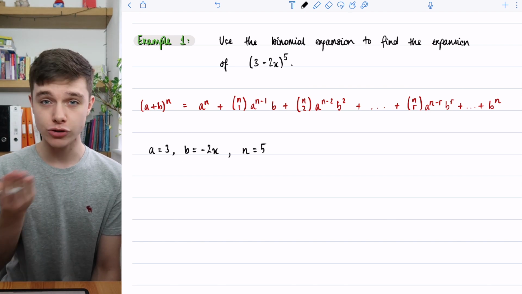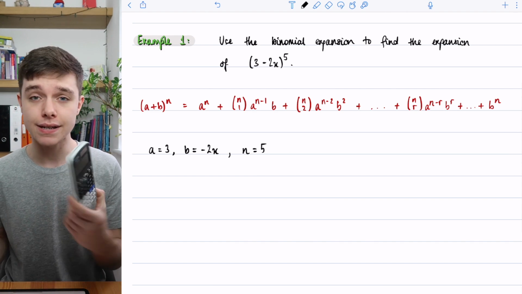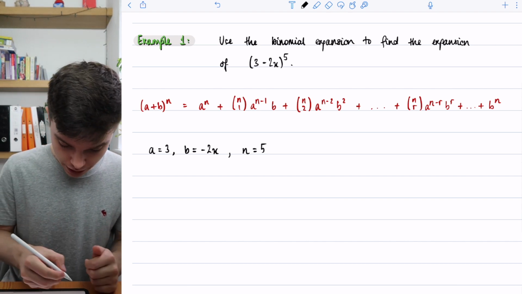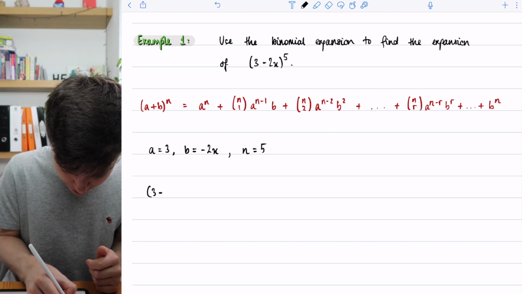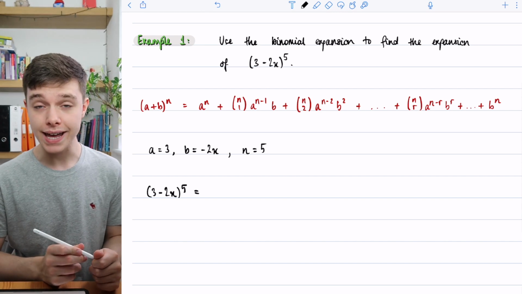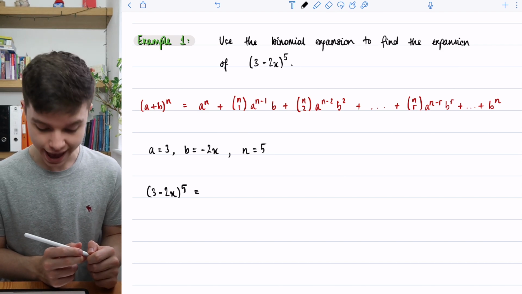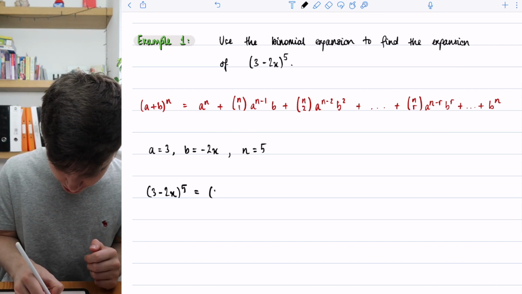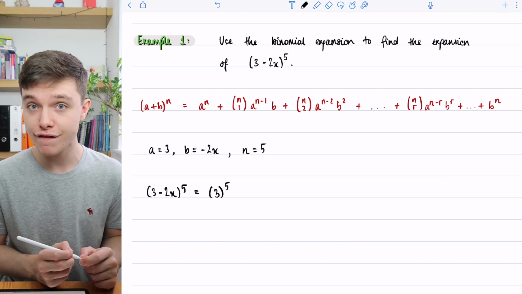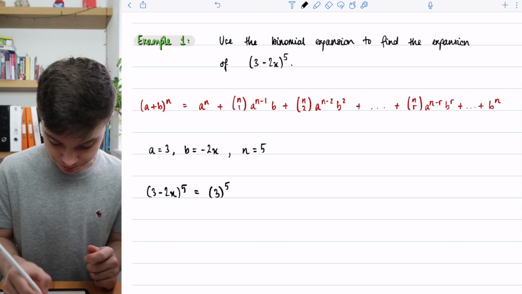Now all we have to do is just do substitution and then really use our calculator to help us do the calculations. So what we've got is 3 minus 2x to the power of 5. I'm going to take the expansion and substitute. The first term is a to the n. So that's going to be a, which is 3. It's going to be 3 to the power of 5. Okay, that's the first term done. We'll do the calculation in a minute.